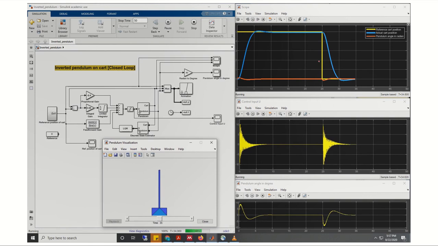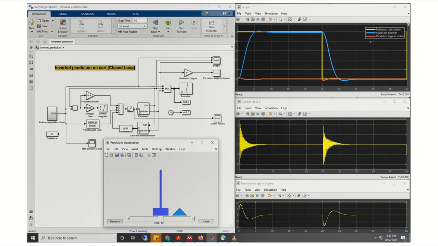Here you can see in the plots, the yellow line is the reference position, the blue line is the actual cart position, and orange is the pendulum angle in radians. As you see, the pendulum angle becomes 0 once more. There is a certain deviation as we start to change the position, but then it again becomes 0.